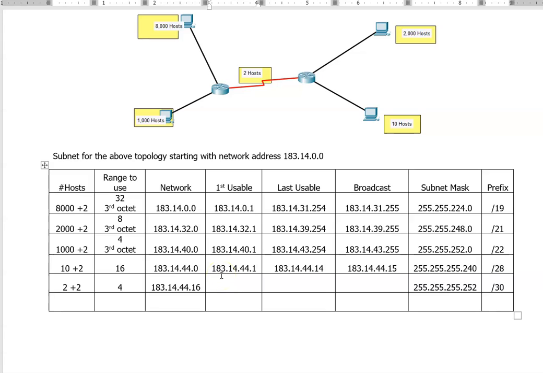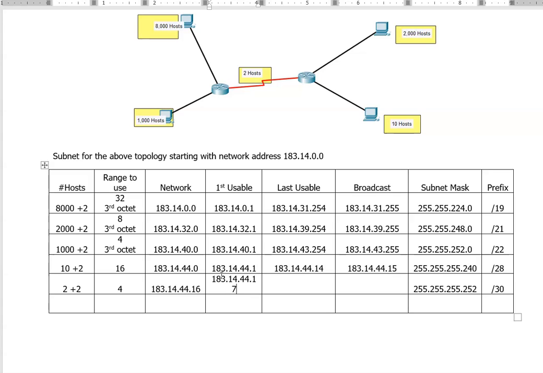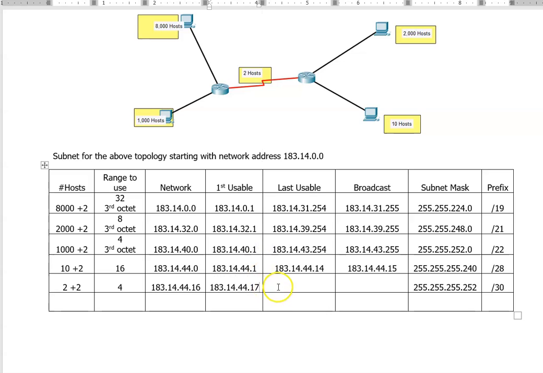Now, building on the last network, since the range is only 4, we can just fill in consecutive addresses. 183.14.44.16, 183.14.44.17, 183.14.44.18, and 183.14.44.19.